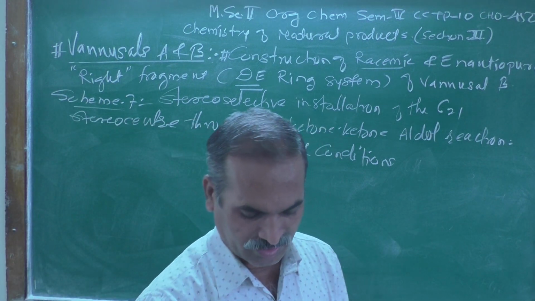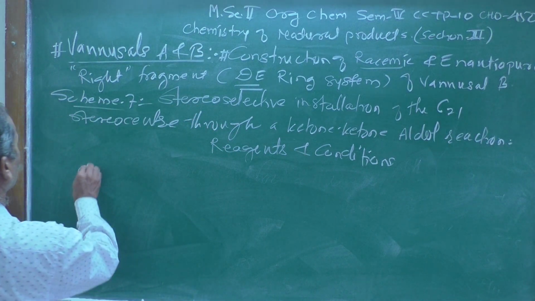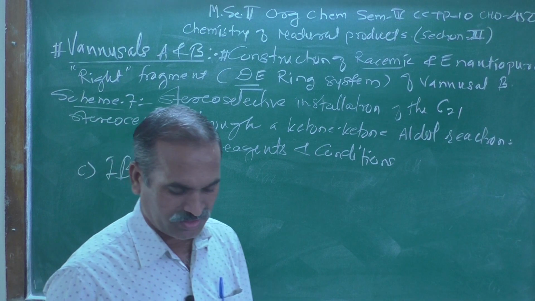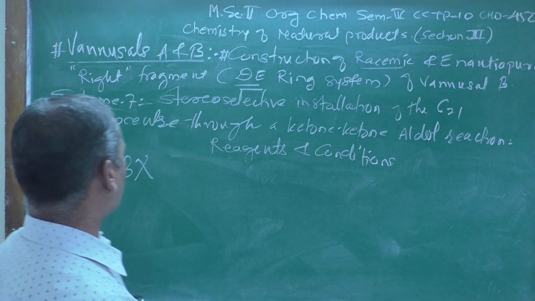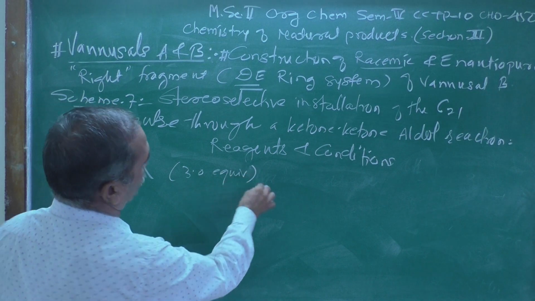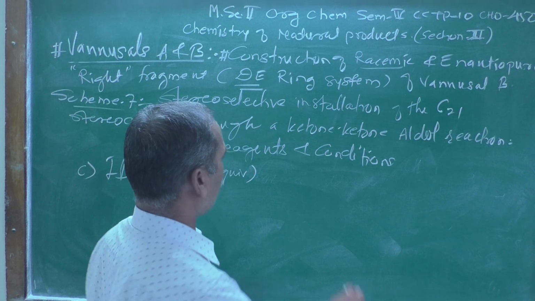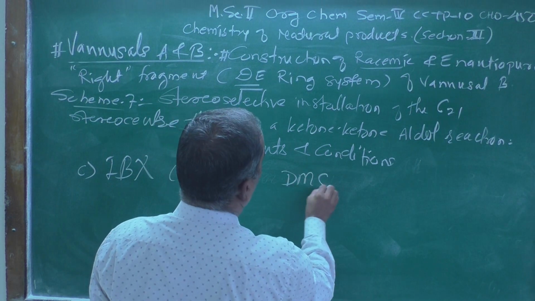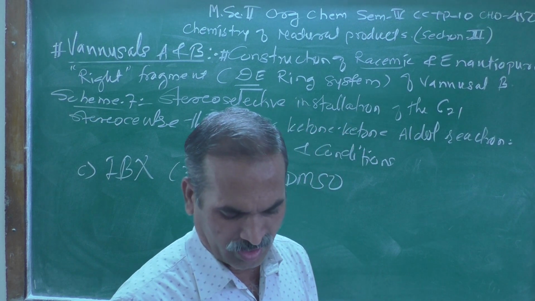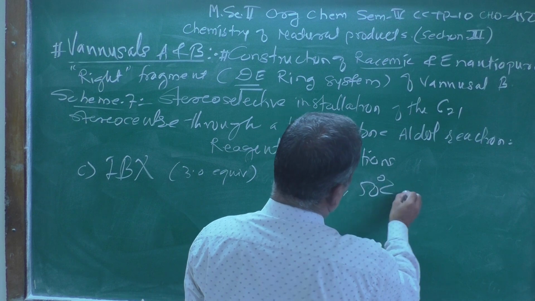What is it? The next one is C, that is the IBX reagent, an oxidizing reagent, which was taken at about 3.0 equivalents, followed by DMSO, dimethyl sulfoxide, then 50 degrees centigrade.